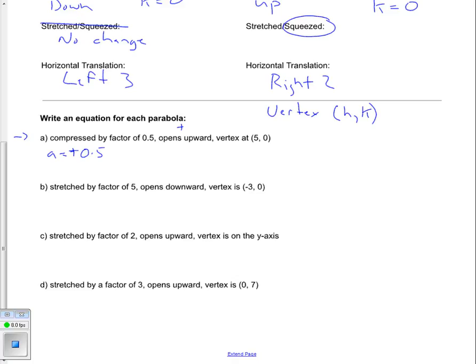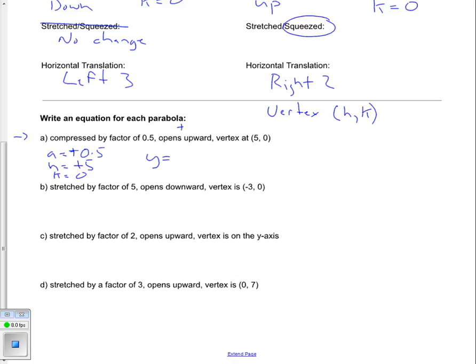Our h value, if we know that the vertex is at (5, 0), the vertex is at positive 5. Okay, so that means that the h value is positive 5. And that means then that the k value is 0. Okay, so it actually happens right on the x-axis.